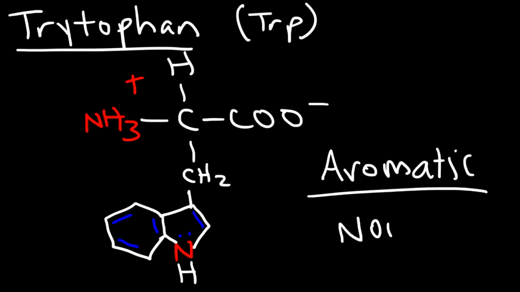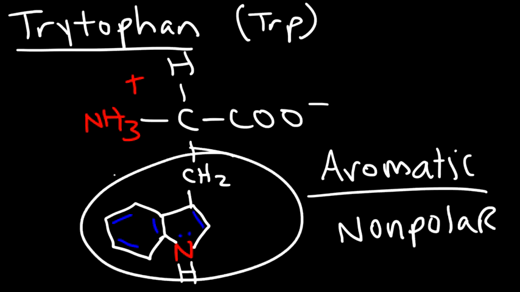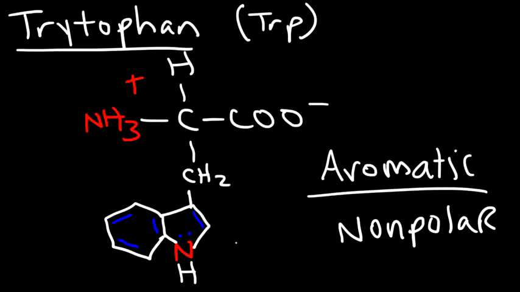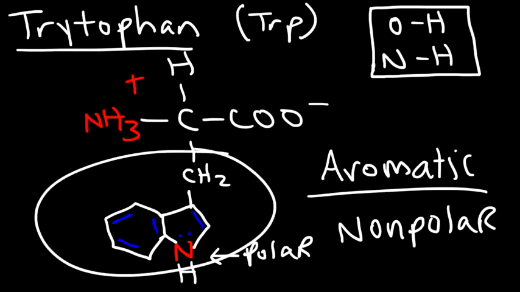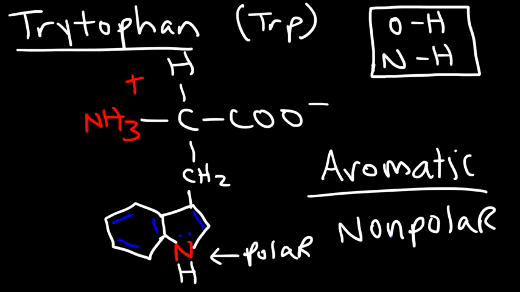And for the most part, it's a nonpolar amino acid. The majority of the R group is nonpolar. The only portion that's polar is the NH group, because it has hydrogen bonds. Anytime O is attached to H or N is attached to H, you're going to have some hydrogen bonds present. However, because the majority of the R group is nonpolar, it's mostly hydrocarbons, this amino acid is typically classified as a nonpolar amino acid, even though it has a small polar group.